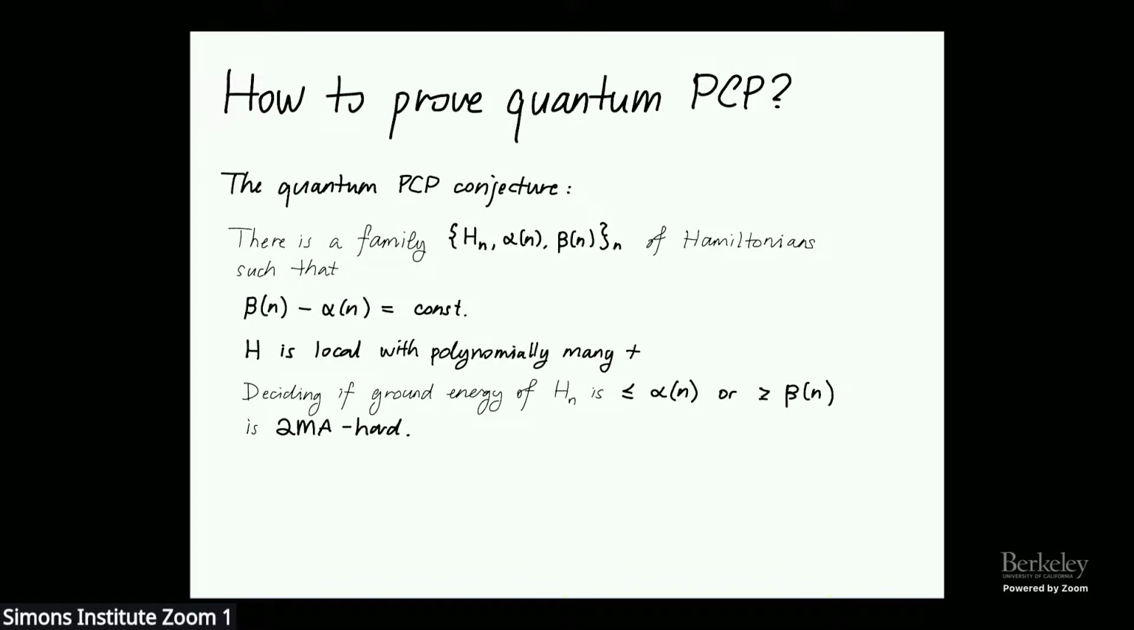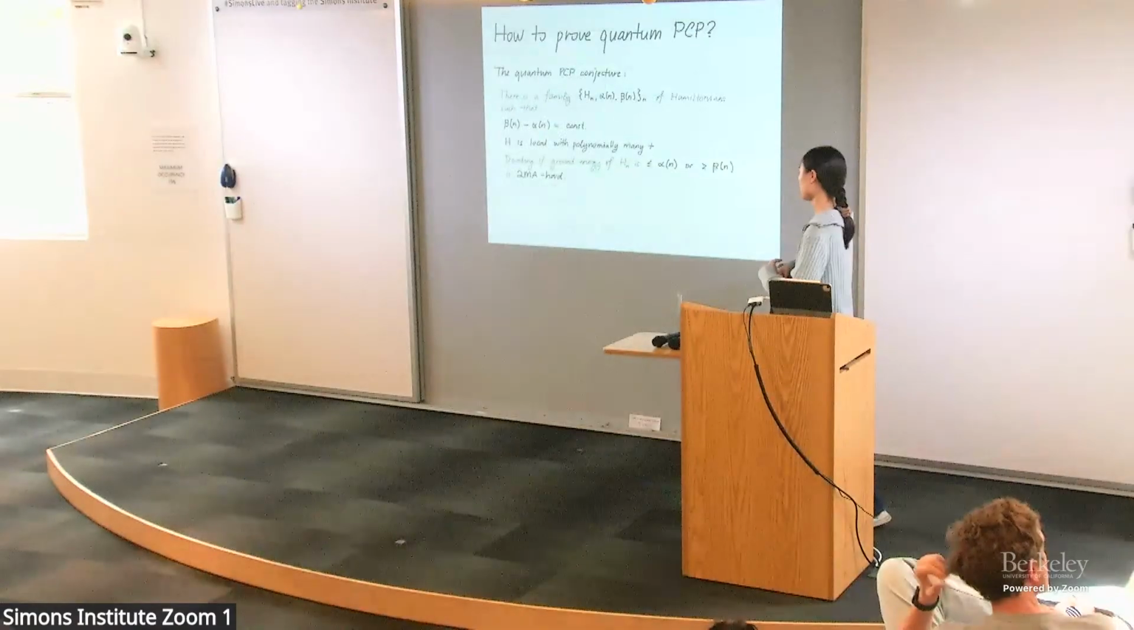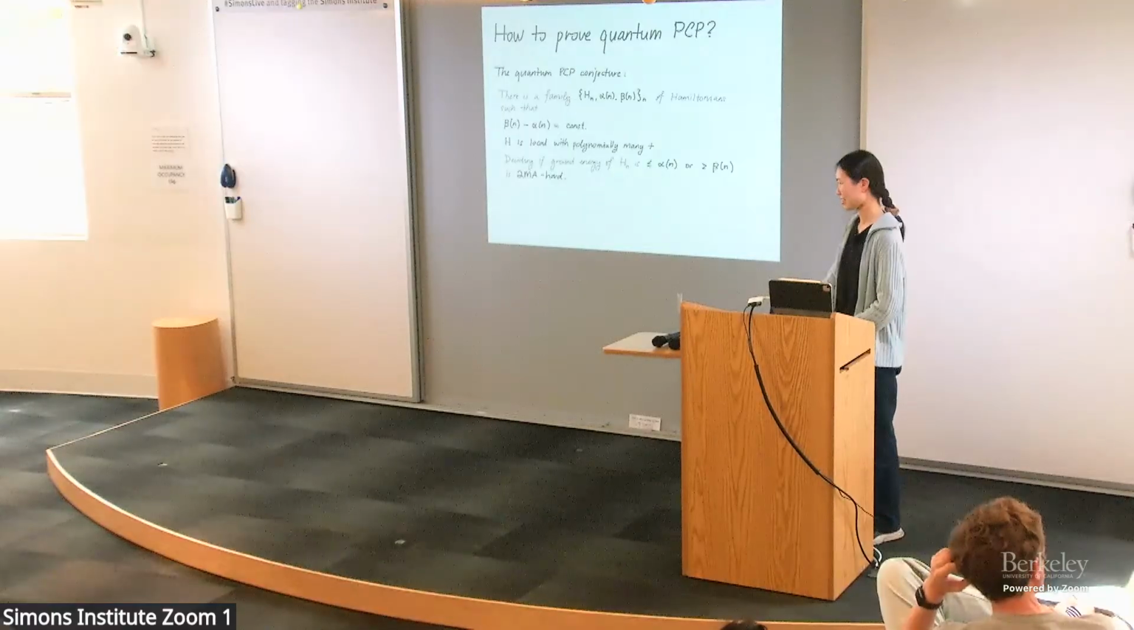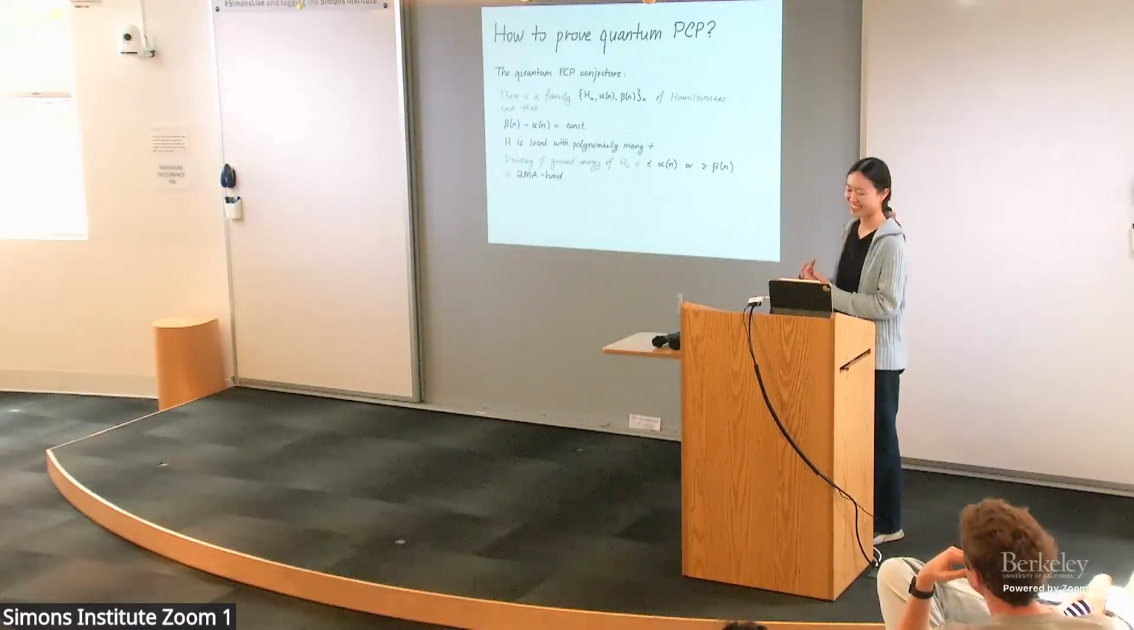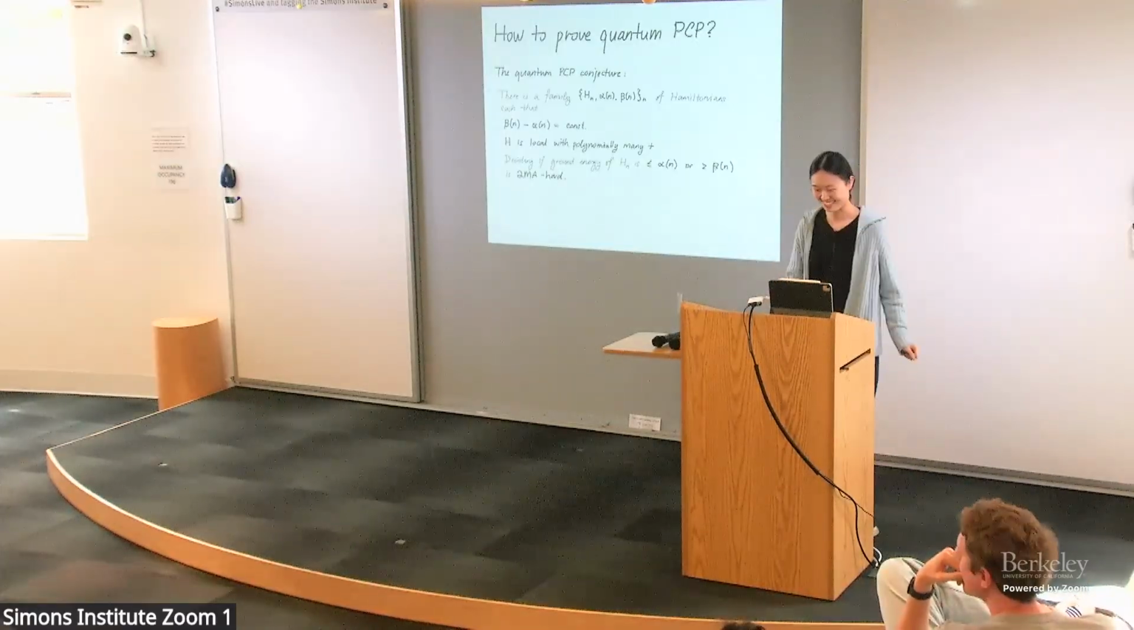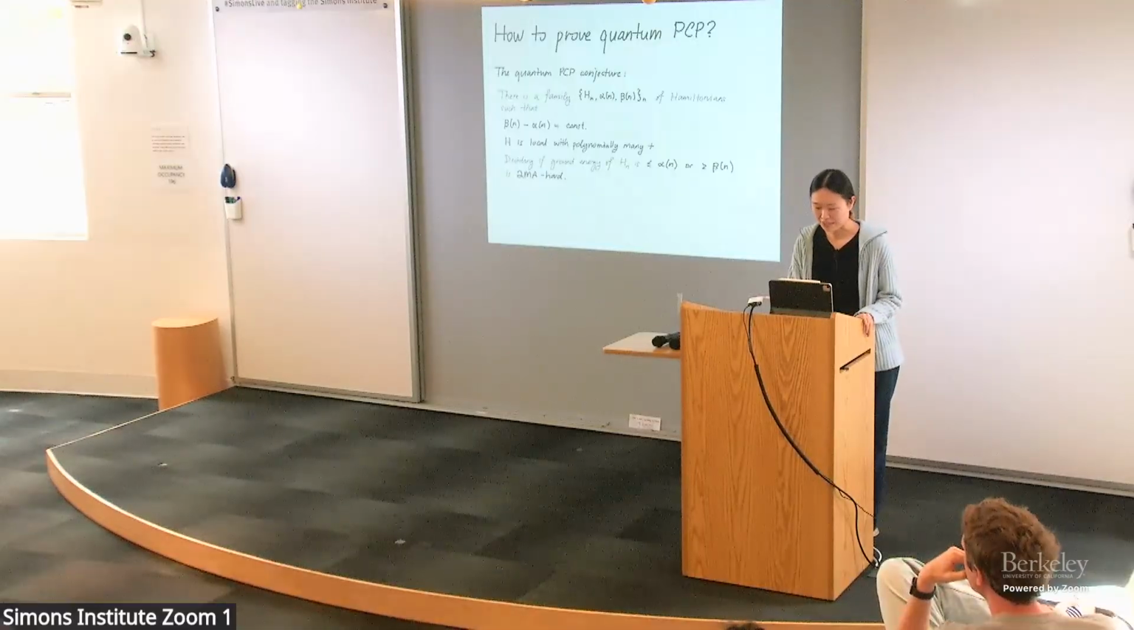That's automatic if you assume that all the constant-local terms come from some fixed set. And finally, deciding if the ground energy of the Hamiltonian is less than alpha or greater than beta should be QMA-hard. So that's the conjecture. Sorry, wouldn't you need the Hamiltonians to also depend on an input, not just on n? Oh, yeah, sure. If I screwed it up, you can fill it in.